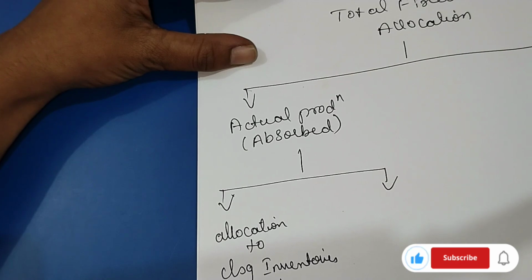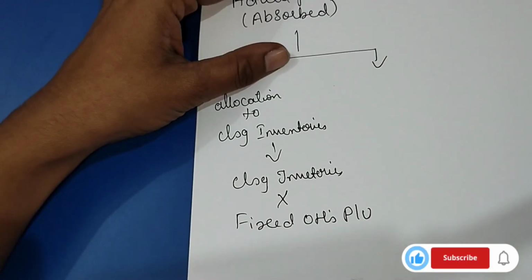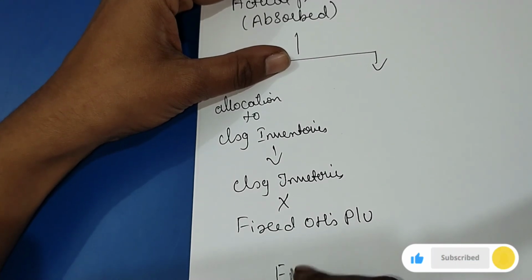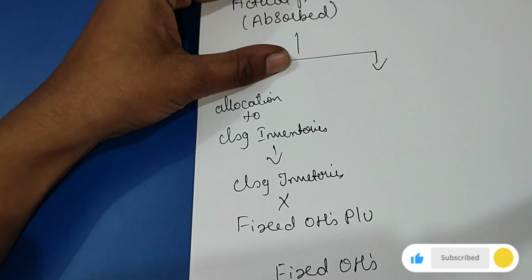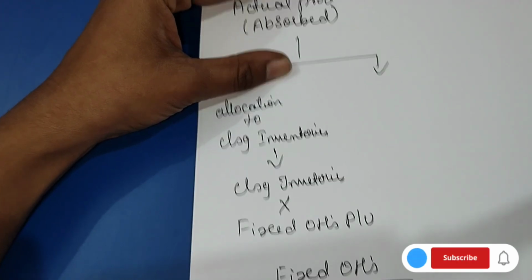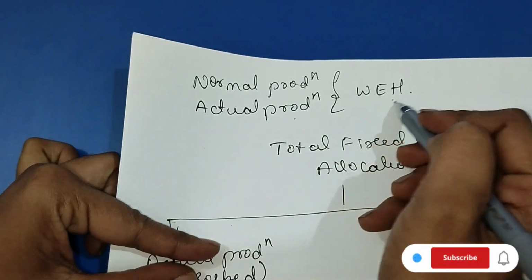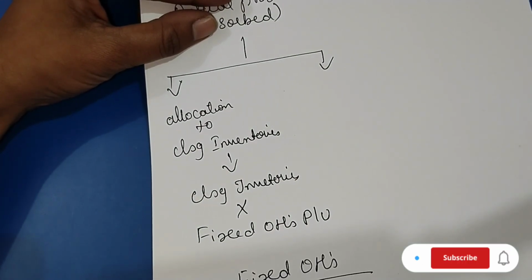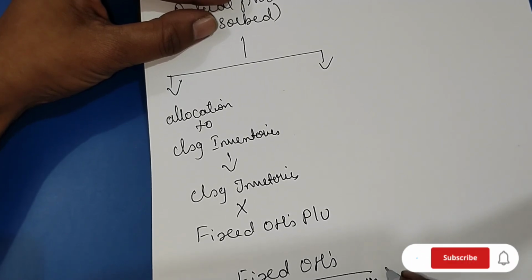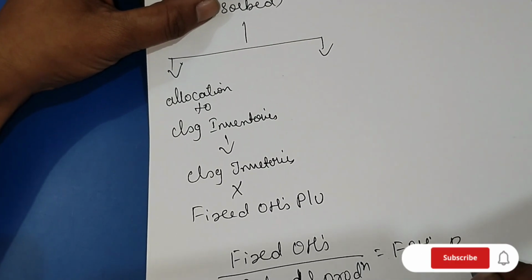Overheads per unit. How are you finding this fixed overhead per unit? So total fixed overhead value will be given. Fixed overheads value ಕೊಟ್ಟಿರ್ತಾರೆ. That divided by, you are comparing the normal production and actual production, whichever is higher you are considering, from that you are dividing actual production, then you will get the fixed overheads per unit.